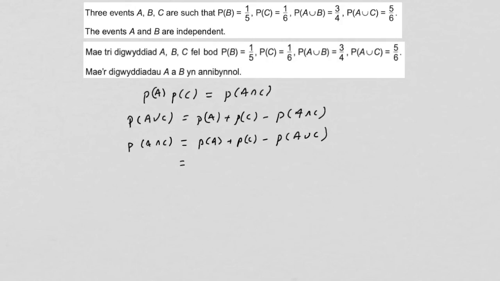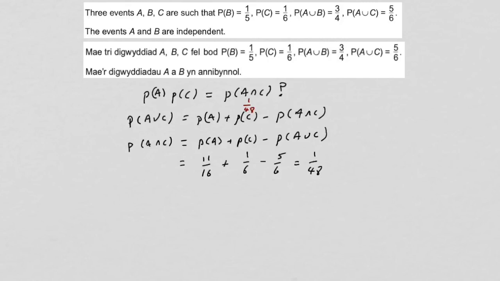P of A, we've just worked out, was 11/16. P of C is 1/6. And the P of the union of A and C is 5/6. And that comes to 1/48. So in the thing we're trying to find out, which was this, and I should have put a question mark there, we now know that the probability of the intersection is 1/48.